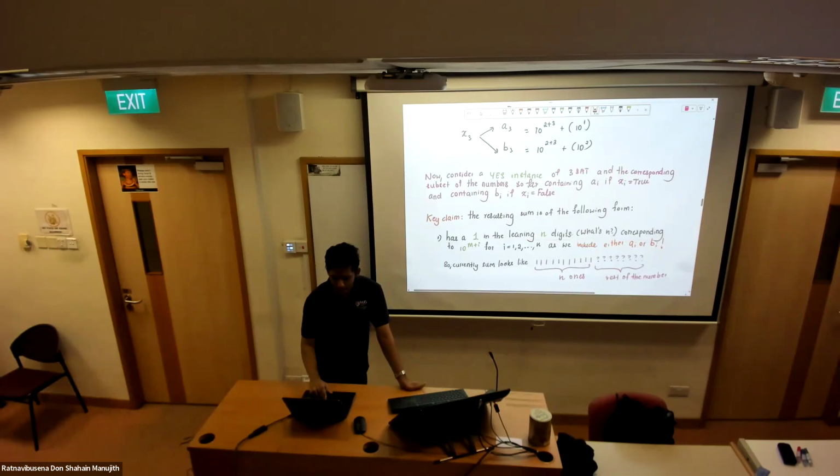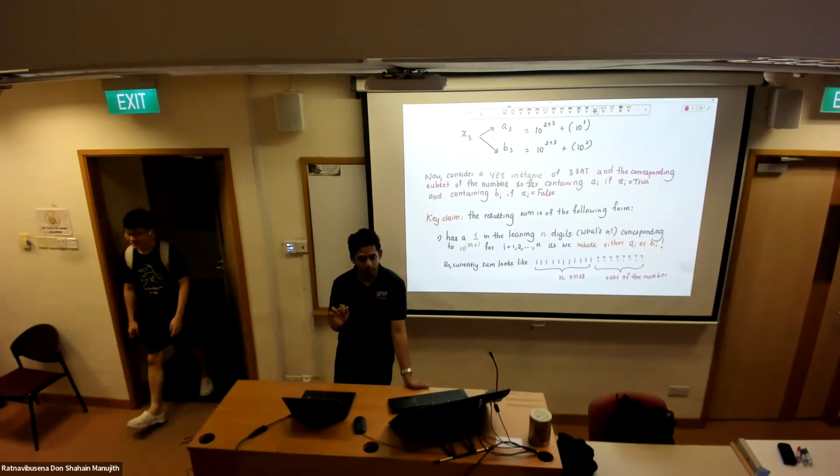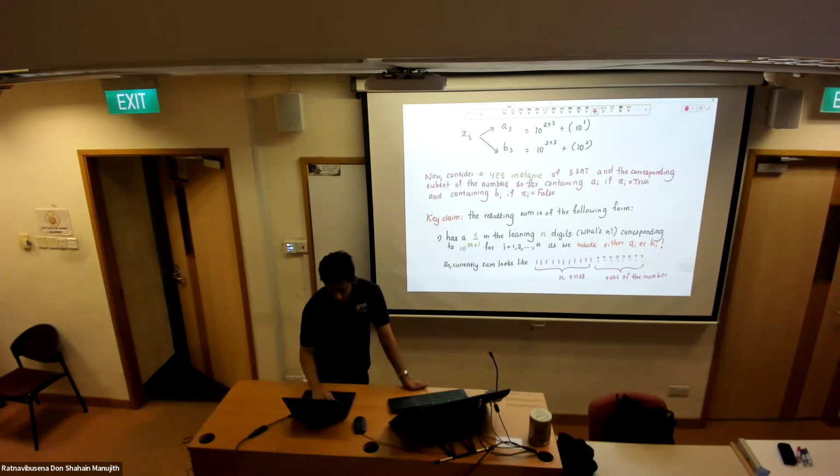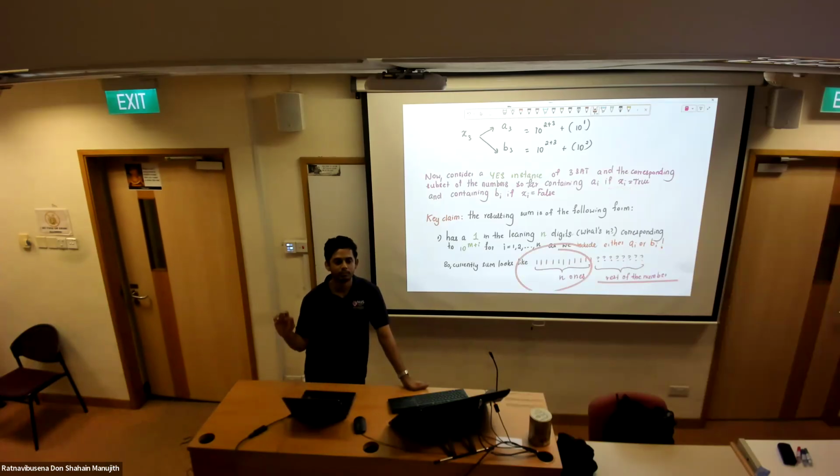Okay, so why is that? Because this corresponds to 10^(n+i) for i equals 1 through n. For each xi, you have to set either true or false, right? If you set xi true, you choose ai. If you set xi equals false, you choose bi. So out of ai or bi, exactly one of them is chosen. So currently the sum will look like this: you have n ones and you have the rest of the number.